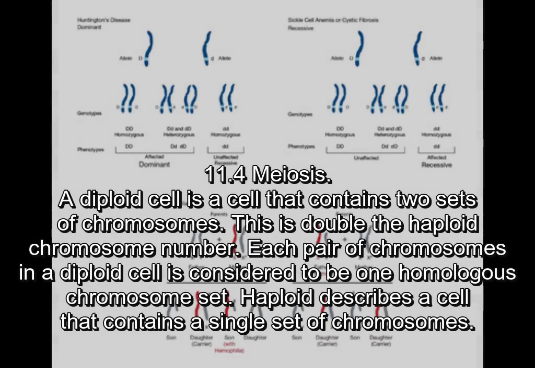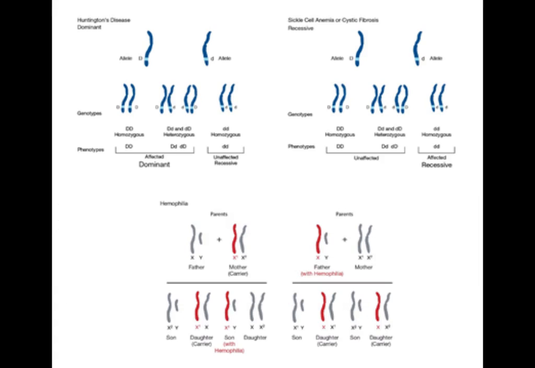Meiosis. A diploid cell is a cell that contains two sets of chromosomes. This is double the haploid chromosome number. Each pair of chromosomes in a diploid set is considered to be one homologous chromosome set. Haploid describes a cell that contains a single set of chromosomes.